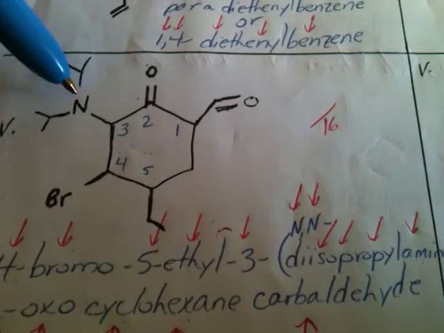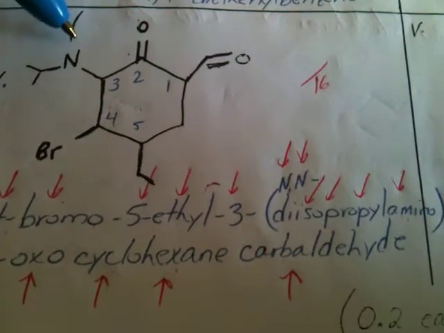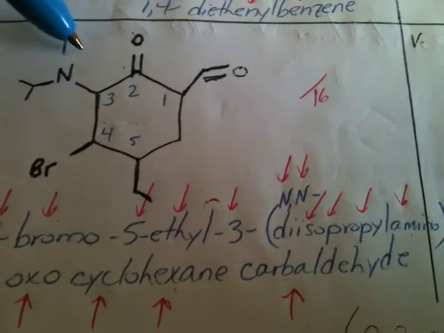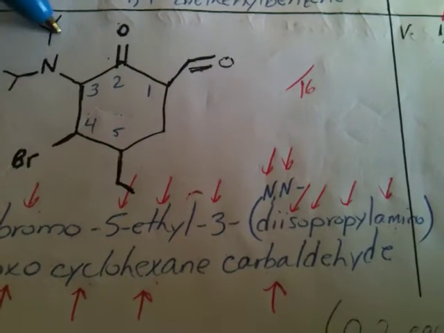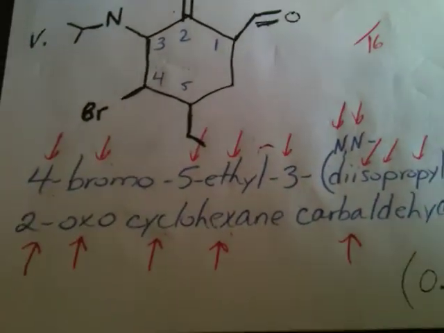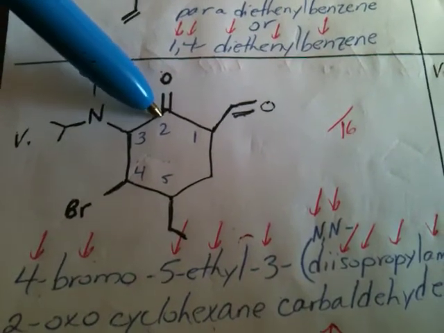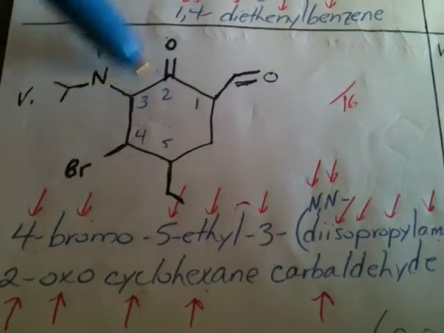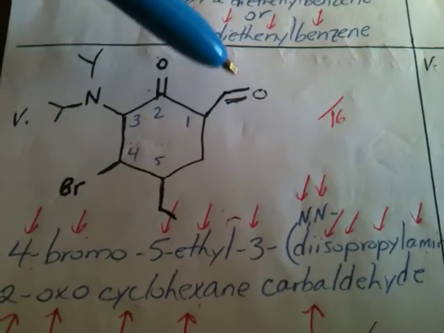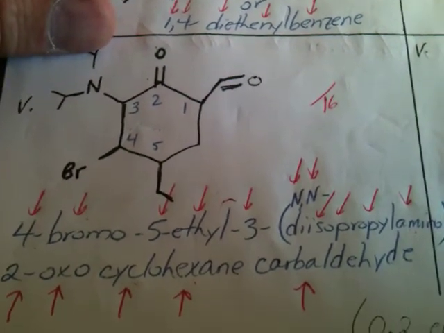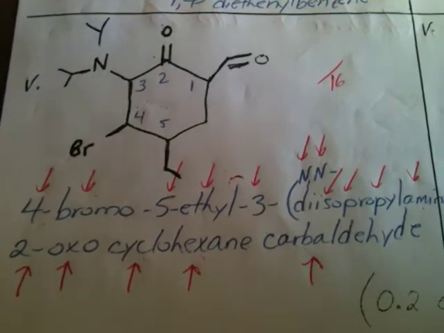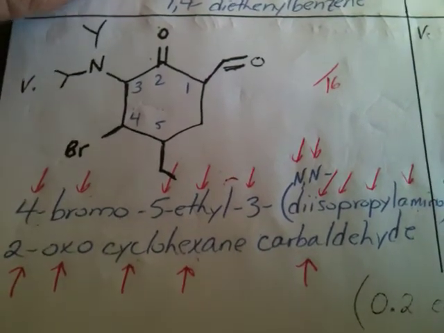And when an amine is a substituent, it's called amino. So we say 3, open a bracket, N,N-diisopropylamino. That names this whole group. 2-oxo cyclohexane carbaldehyde. When you have an aldehyde on a ring, you use carbaldehyde to name it. There are 16 pieces of information in that name, so I gave it 16 marks.